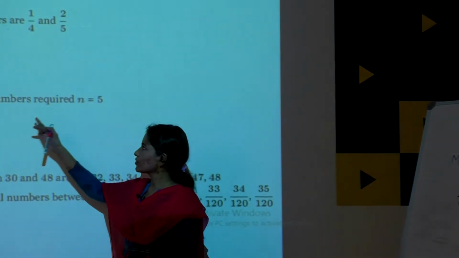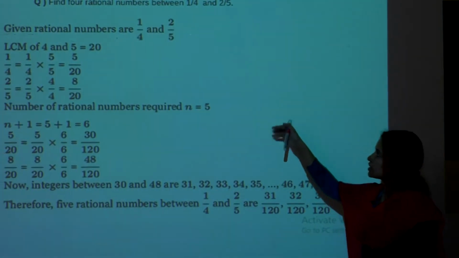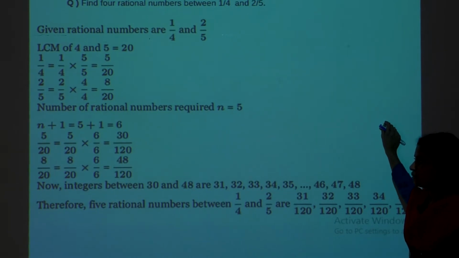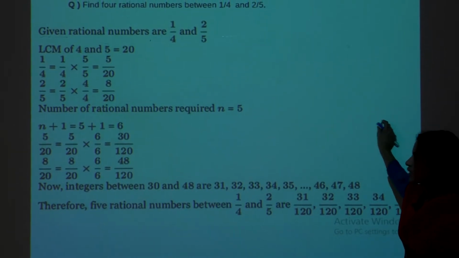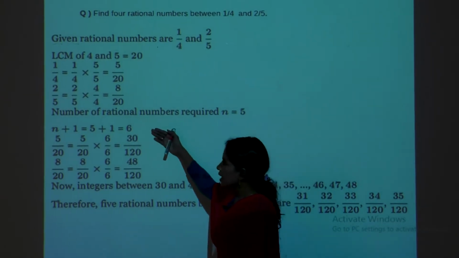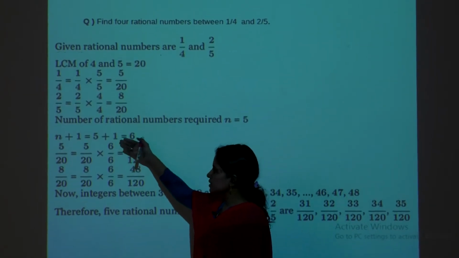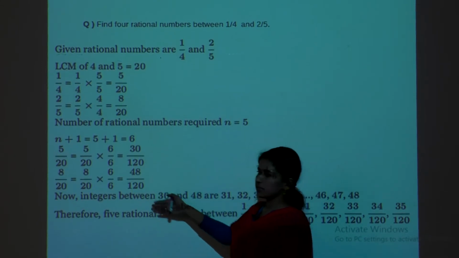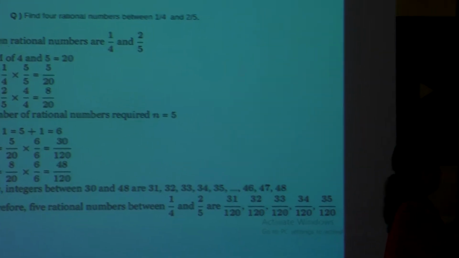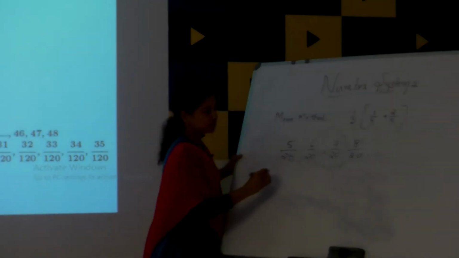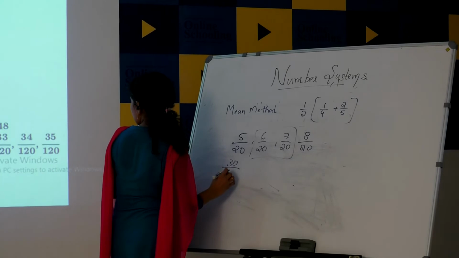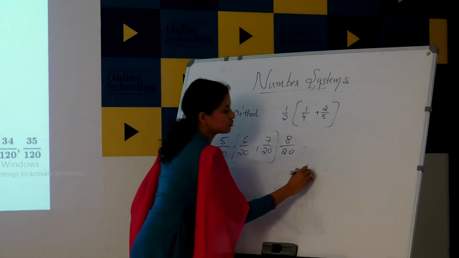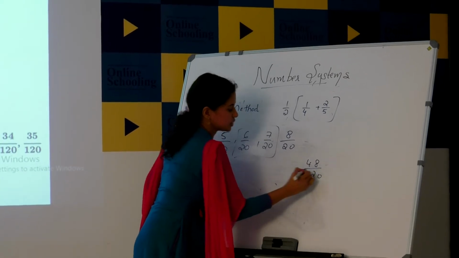So the number of rational numbers required is n. Here the number required is n equal to 5. So n plus 1 is equal to 5 plus 1, which is 6, and I multiply the numerator and denominator by 6 and I get 30 by 120 and 48 by 120. In the similar way, 5 by 20 we can represent as 30 by 120 and 8 by 20 as 48 by 120.